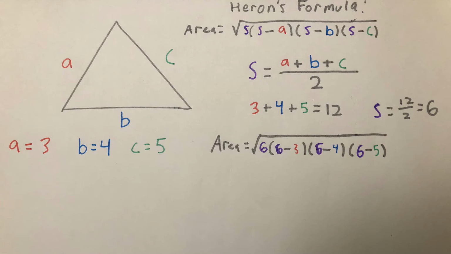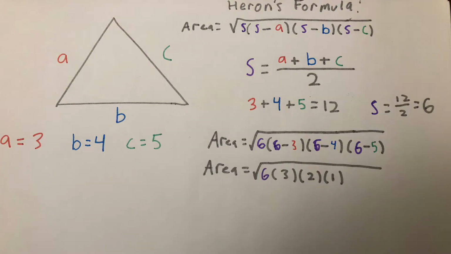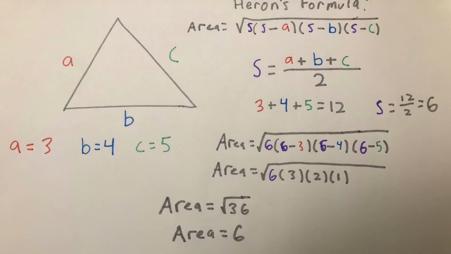If we plug in our numbers, we should get the area of the triangle equals the square root of 6 times the quantity 6 minus 3 times the quantity 6 minus 4 times the quantity 6 minus 5. This simplifies to the square root of 6 times 3 times 2 times 1, which is also equal to the square root of 36, which is also equal to 6. So if you followed all these instructions carefully, you should have gotten 6 for your answer for area.